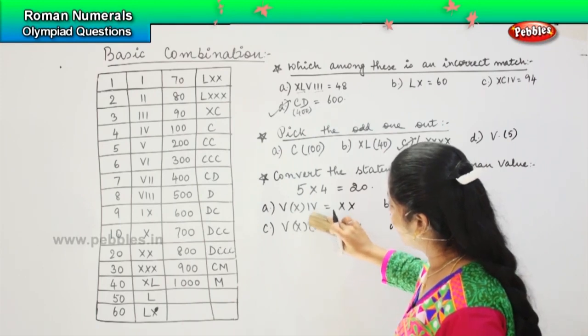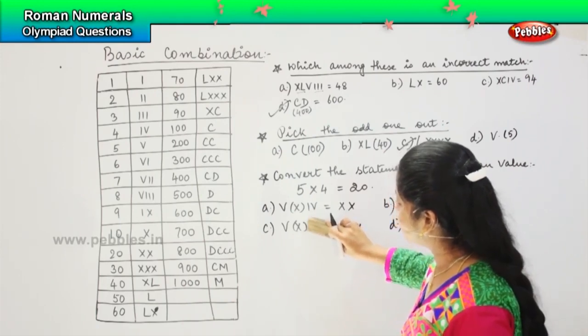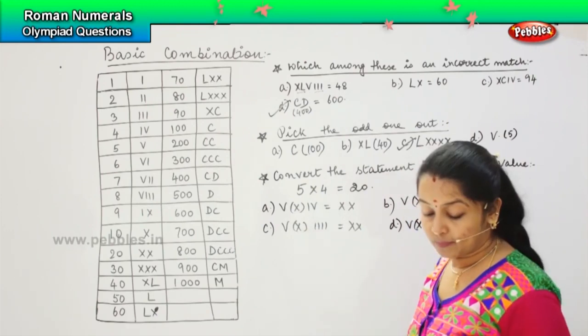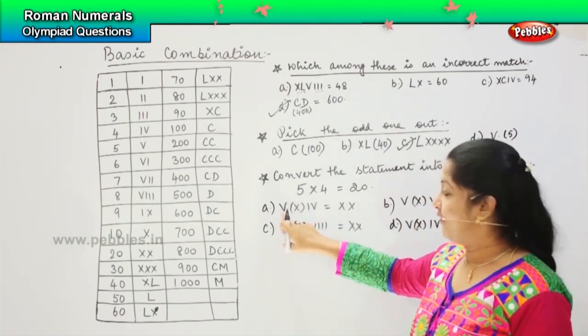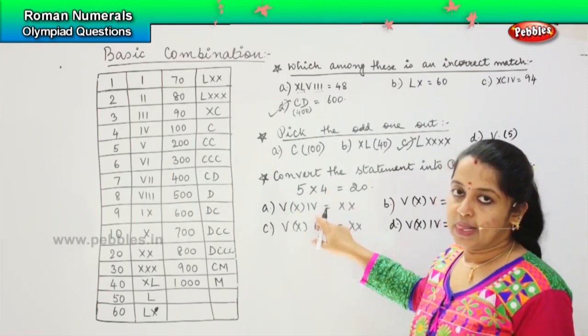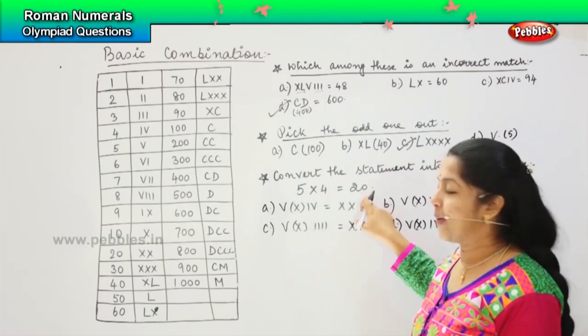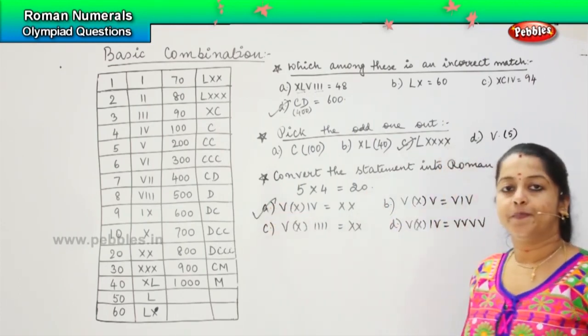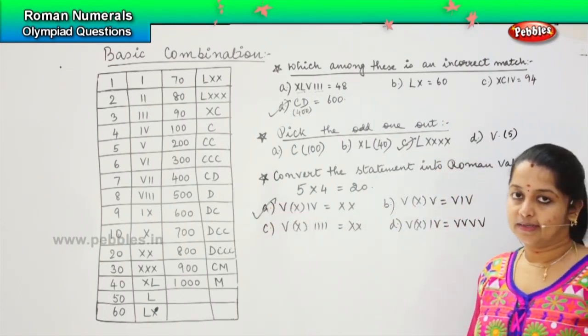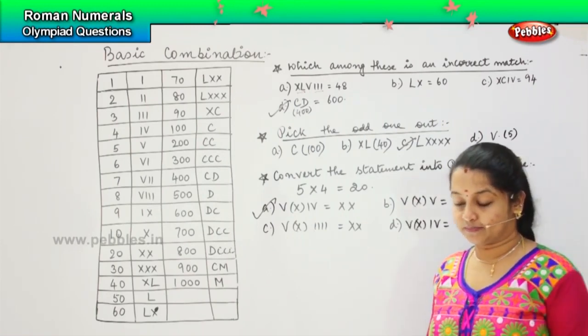Okay. So the value of the numbers I have put in without the bracket. Clear? So we know the value of 5 is V. We know the value of 4 is IV. And we also know that the value of 20 is double X. So which means option A is the right one. Clear? Shall we move to the next one?